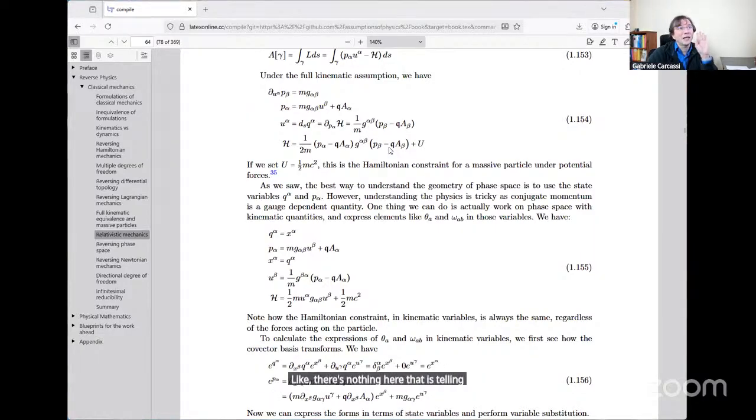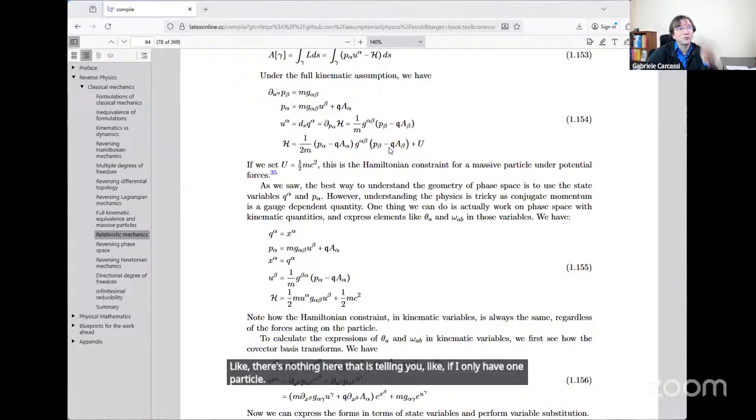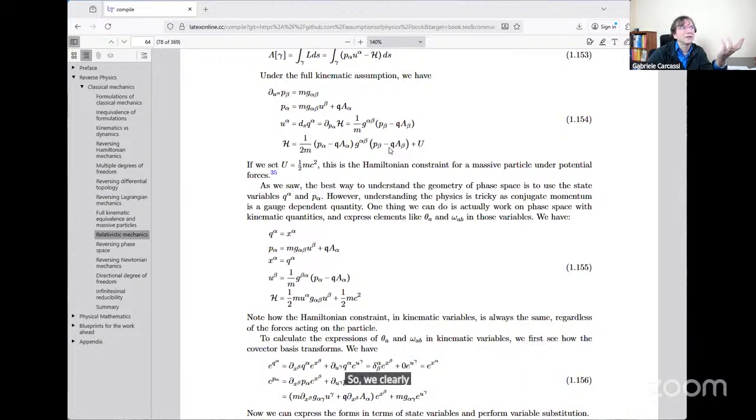Like if I only have one particle, this works fine. If I have two particles, I might have a different metric tensor for the two particles. I might have stuff like that. So we clearly need something else to make things work.